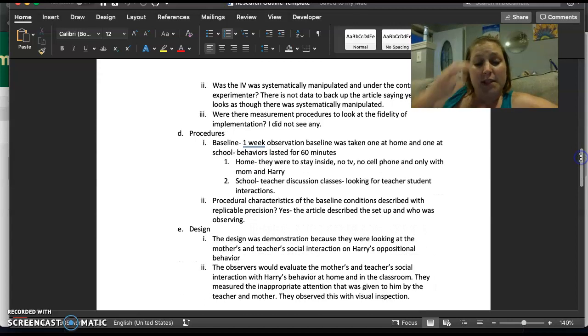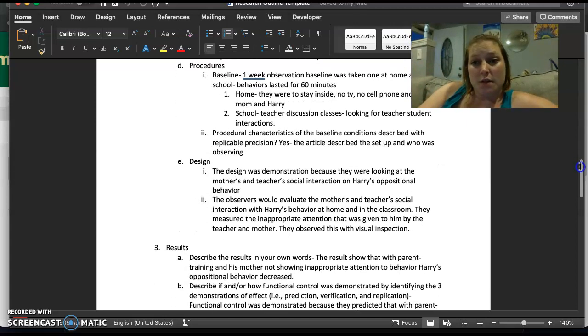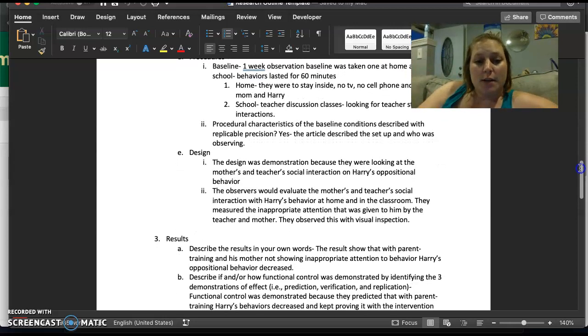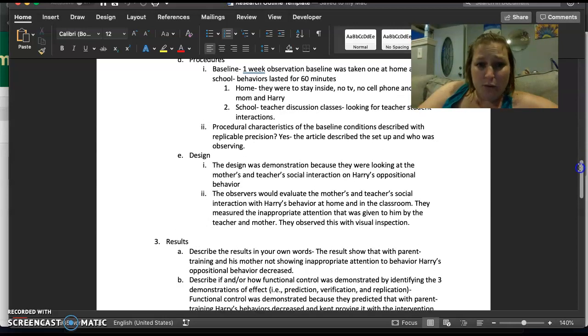The procedures. Baseline was a week. Lasted for 60 minutes. Home, he was supposed to stay inside and no contact with anything. School, teacher discussed classes. Procedural characteristics and baseline. The article described the setup and what was going to be observed. So it did describe that. Design, it seemed very well designed, but nothing really pertaining to it. It just kind of glanced over everything.